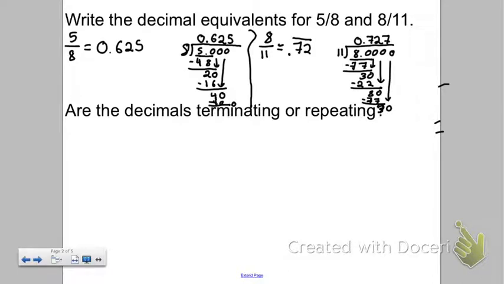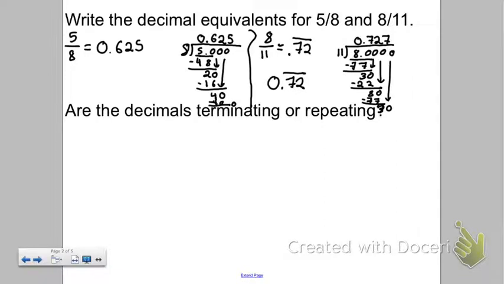Once I see here, I notice that there's a pattern. I know it's just going to keep being a remainder of 7, or keep being a remainder of 3, and keep being the remainder of 8. So I know that the 0.72 is going to repeat. So it's 0.72 with a line over the 7 and the 2.